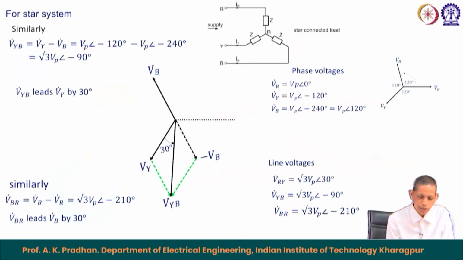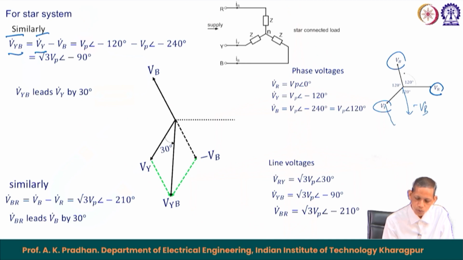Let us go to the next one, this is V Y B. V Y B is V Y minus V B. So, we will see what is V Y minus V B. This is V R, this is V Y, this is V B. So, for V Y minus V B, we will draw the minus V B here and the resultant of these two will be in this direction. So, this is V Y B.